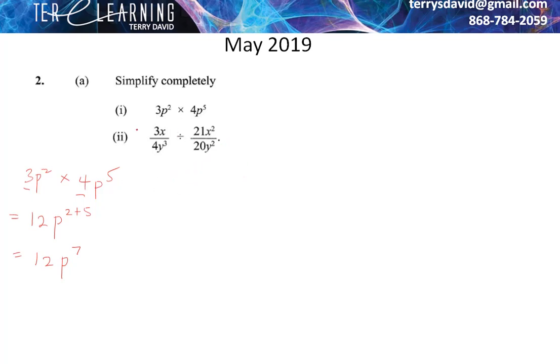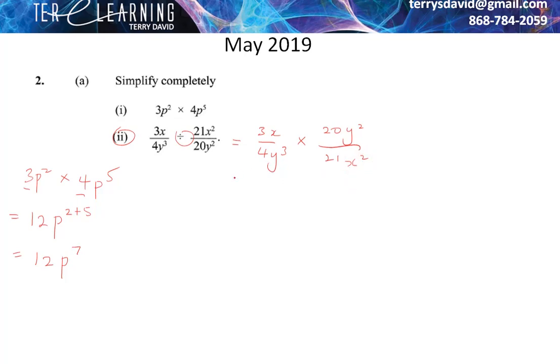For part 2, we have 3x over 4y cubed divided by 21x squared over 20y squared. So we can write this as 3x over 4y cubed. We're going to change the division sign to multiply, and we're going to invert this. So this becomes 20y squared all over 21x squared. So it's as if we divide the two fractions here.